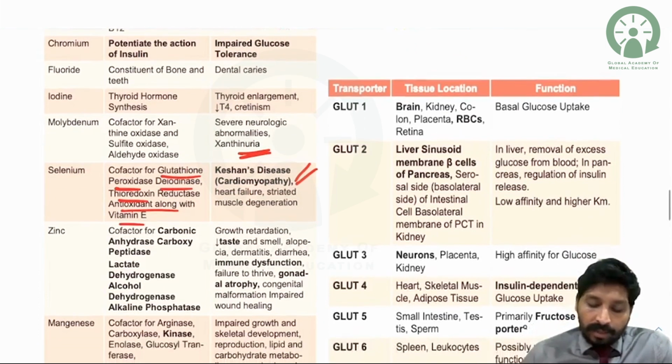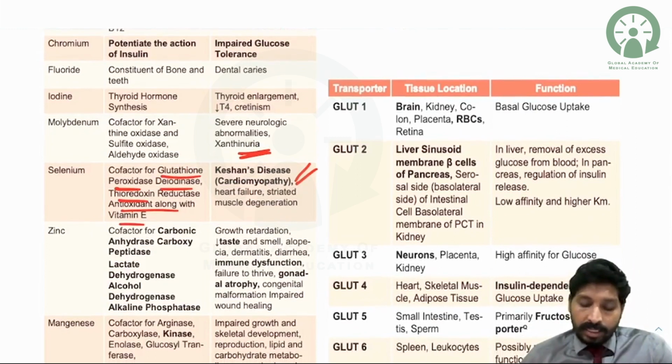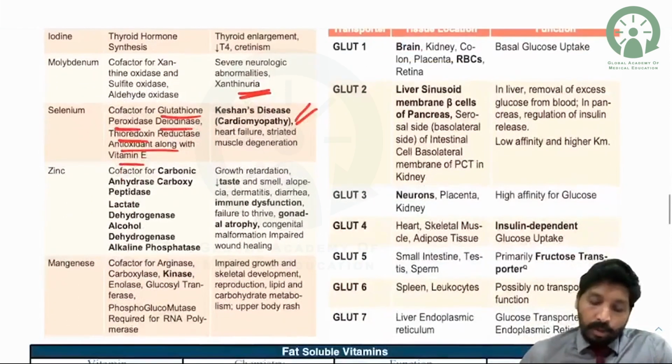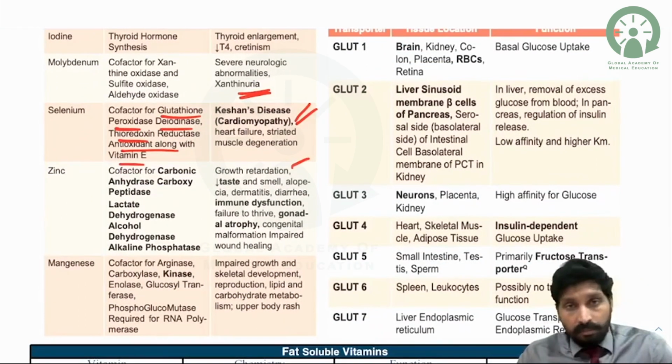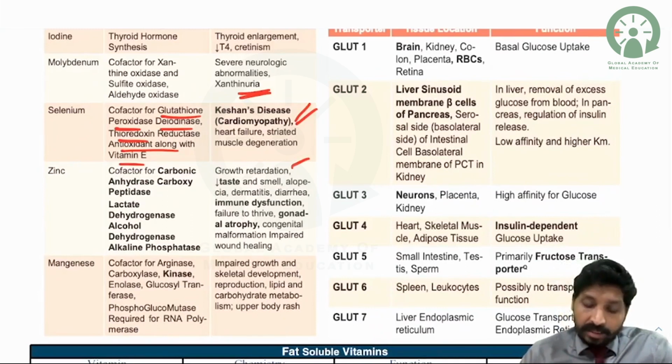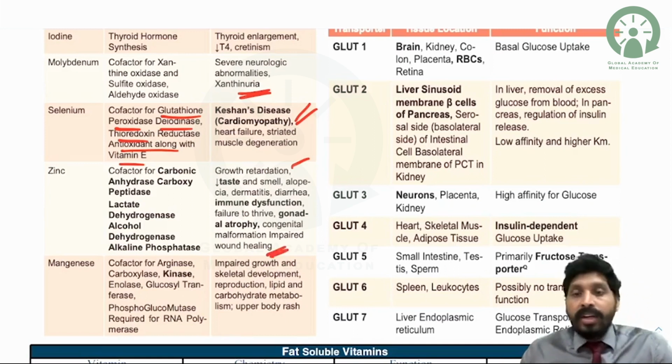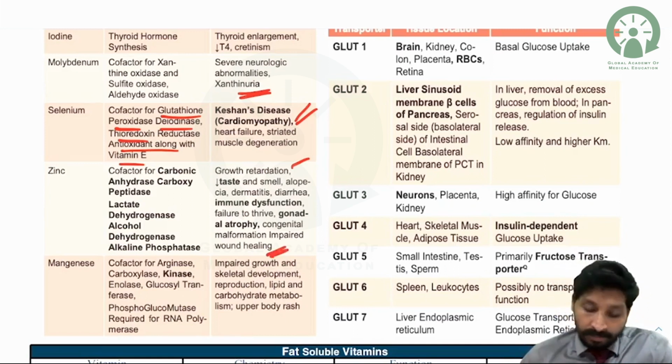Zinc, a cofactor for carbonic anhydrase, carboxypeptidase, lactate dehydrogenase, alcohol dehydrogenase, and alkaline phosphatase. Because of the absence of zinc, you will get growth retardation. Zinc has a major role in taste and smell. So you have decreased taste and smell, alopecia, dermatitis, diarrhea, immune dysfunction, failure to thrive, gonadal atrophy, congenital malformation, and impaired wound healing also.